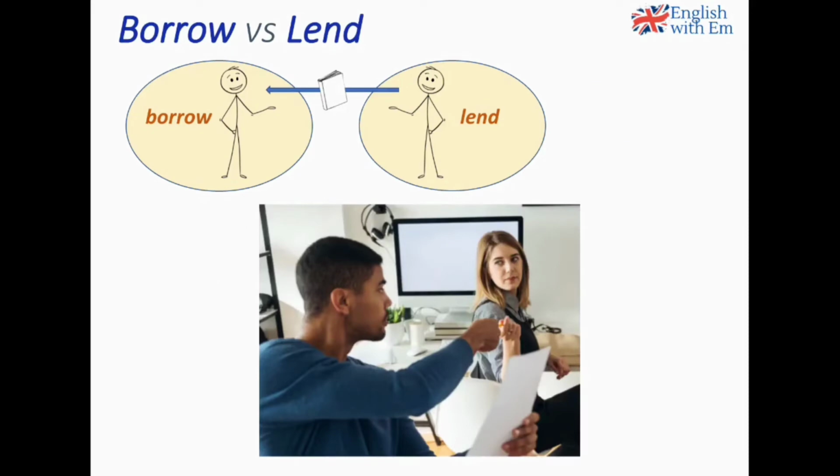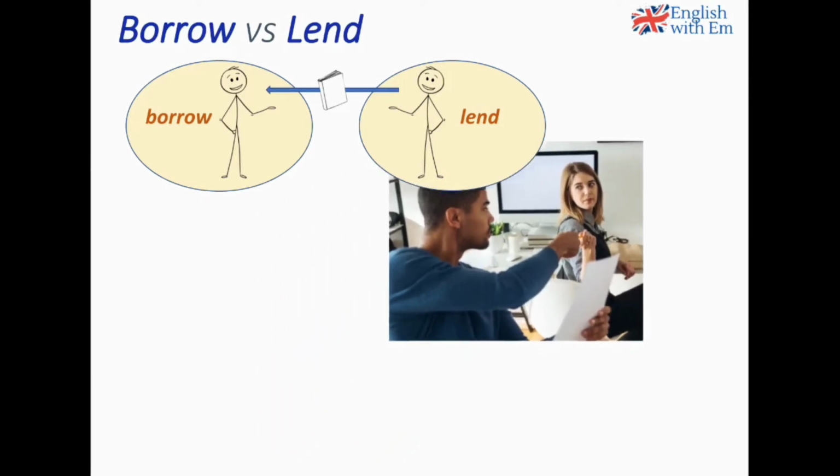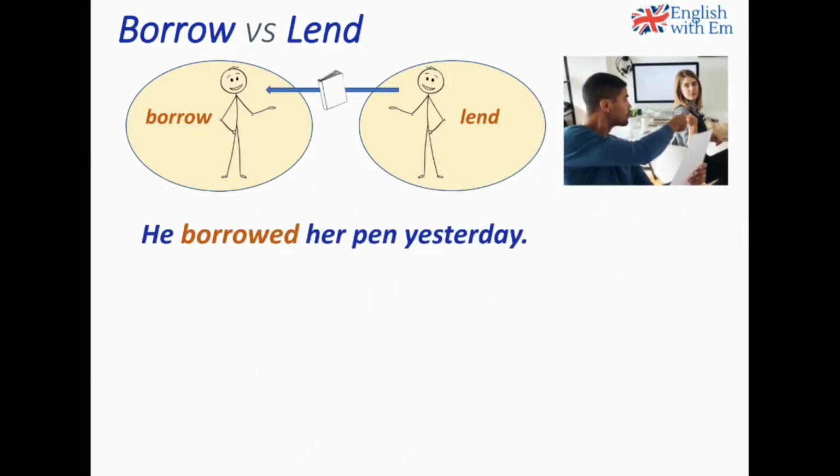Now let's see an example in the past simple tense. He borrowed her pen yesterday. We can see that borrow is a regular verb. So in the past, we add ed, borrowed. Now, the pen, the object, does not belong to him. Remember, you can only borrow something that belongs to somebody else.